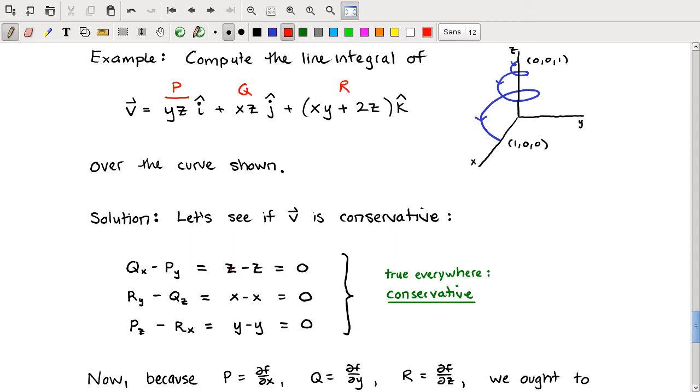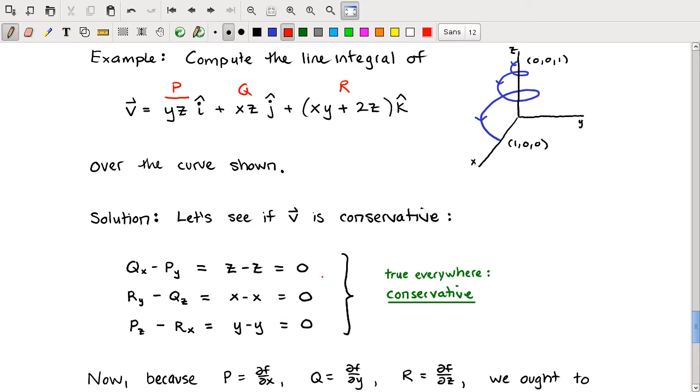We need to check and see if these relationships hold. What is Qx? That's z, minus Py, that's also z, and so they cancel and it's 0. Good to go. Ry minus Qz turns out to be x minus x, also 0. And Pz minus Rx turns out to be y minus y, also 0. You should take a moment maybe to verify that these are in fact the partial derivatives, because I went through it pretty quickly.